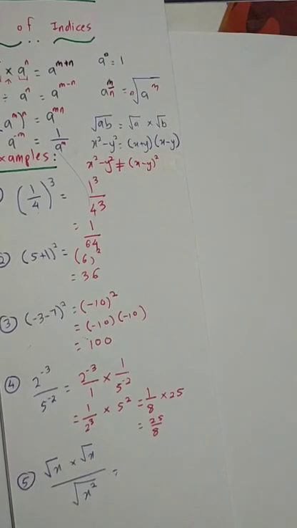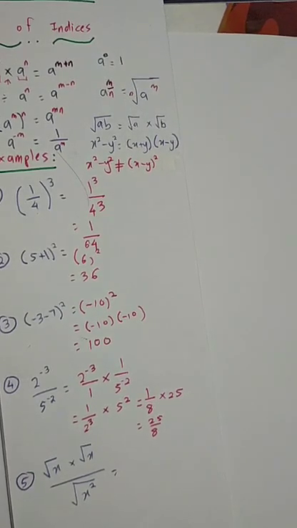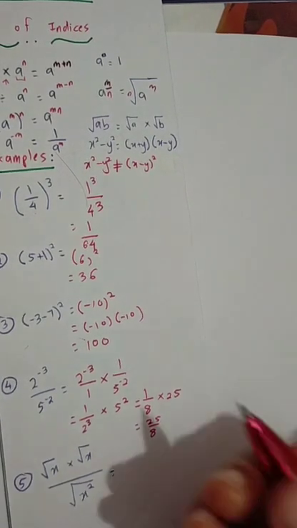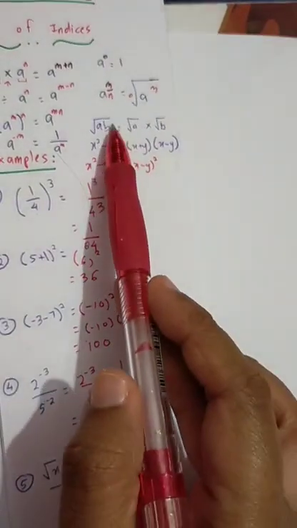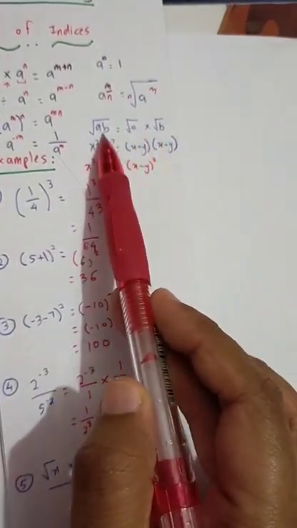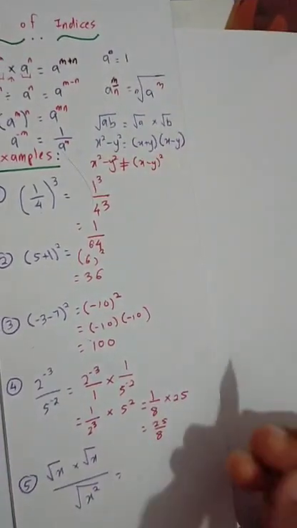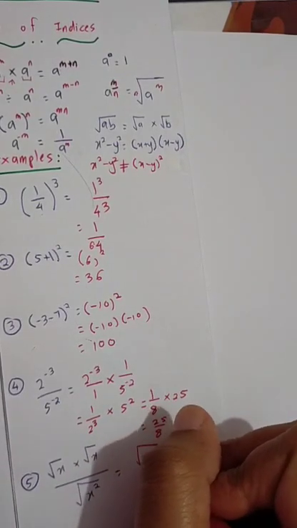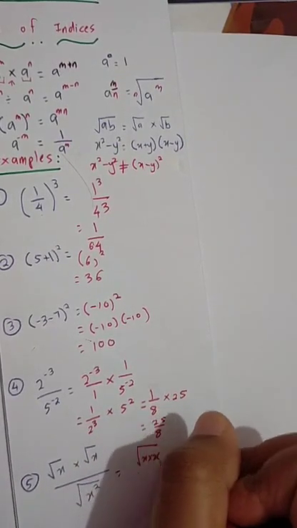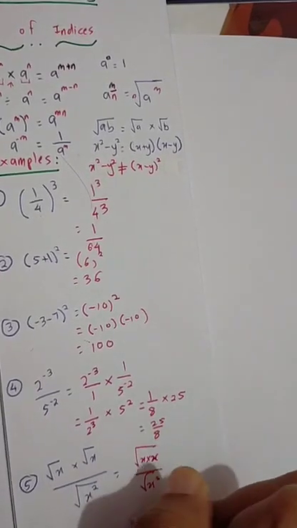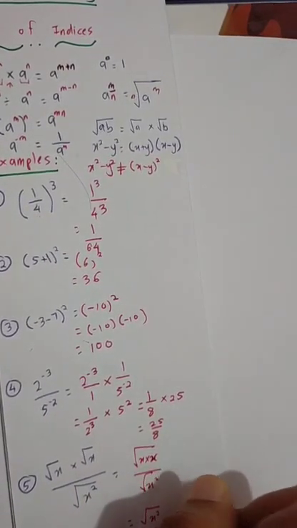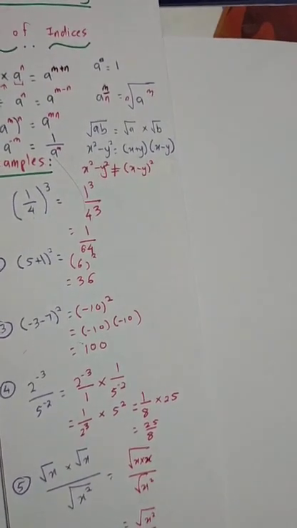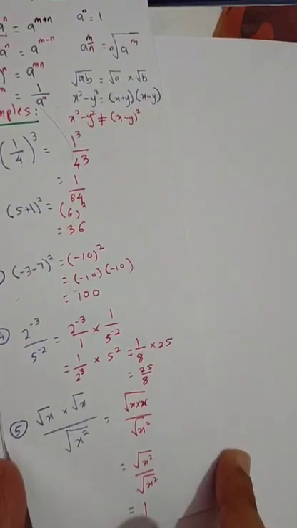Okay, so the next thing: square root of x times square root of x, over square root of x squared. So we will use this one. If they are separated, you can multiply the things inside because both are square roots. So you will have square root of x times x, over square root of x squared. So square root of x squared over square root of x squared. When you have two similar things, it will be equal to 1.